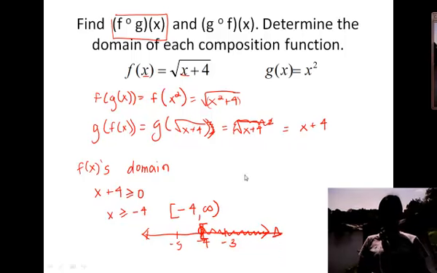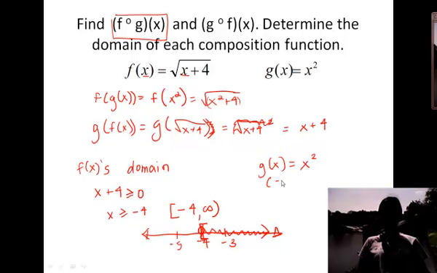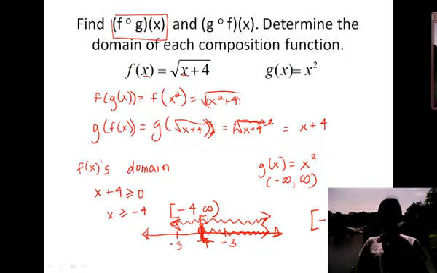So then I have to look at g of x's function. Now g of x's function is just a polynomial. There's nothing that would cause a problem with me inputting into it. So this is actually from negative infinity to infinity. So I'm going to go ahead and just shade everything from here to there. So now the overlap occurs right here from negative 4 all the way to infinity, and it does include negative 4. So this right here is our composition's domain for both of those.